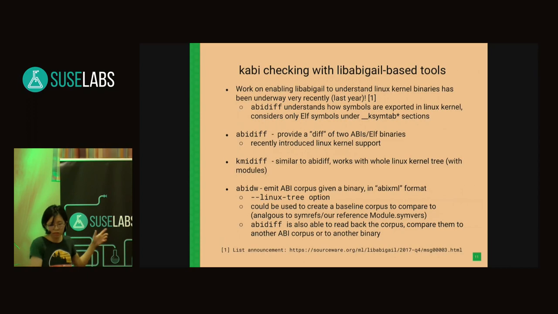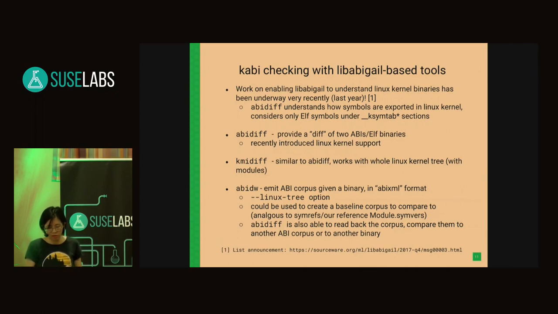I just have a short list of libabigail-based tools that I've found so far to be pretty useful. There's ABIDiff, which I've mentioned several times. Basically, this tool provides a diff report of two binaries that you give it. And there is also kmidiff, which is pretty similar to ABIDiff, but this tool actually works with the whole Linux kernel tree. It works on the union of exported symbols from vmlinux and all of the modules. So you can give it two different trees, and it will compare all of those binaries and provide a pretty detailed report on the differences.